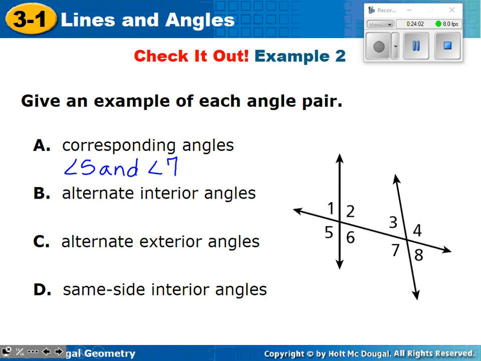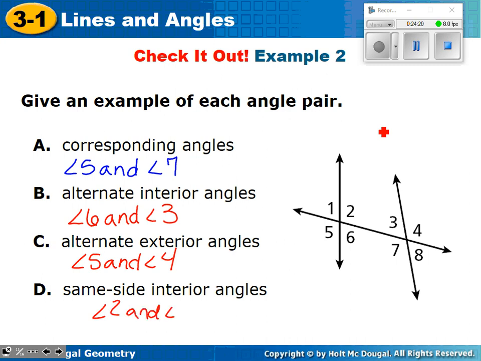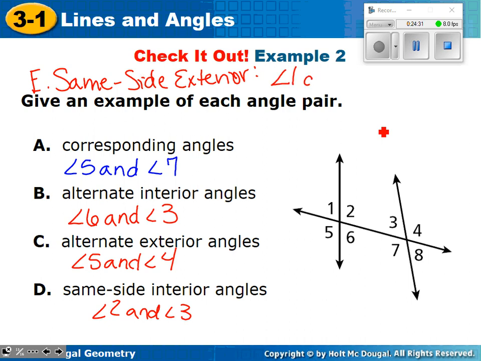Alternate interior. Very good. Angle 6 and angle 3. Alternate exterior. 5 and 4. And a same side interior. 2 and 3 would work. And we'll go ahead again and add E. Same side exterior. And I have heard angle 1 and angle 4.